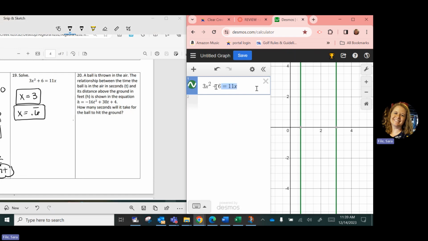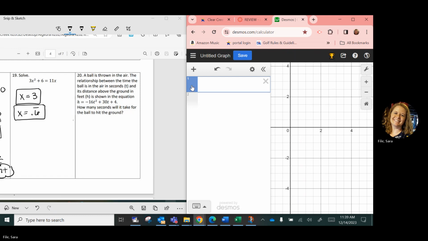So I'm going to type the equation in, except, what did I tell y'all? I can't use some random variable t. What am I going to have to use? X. And so I'm going to use x instead of t. And what am I going to use instead of h? Y. So it's going to be y equals negative 16x squared plus 30x plus 4.